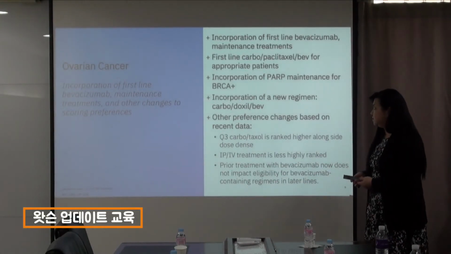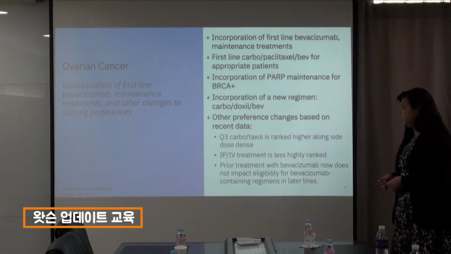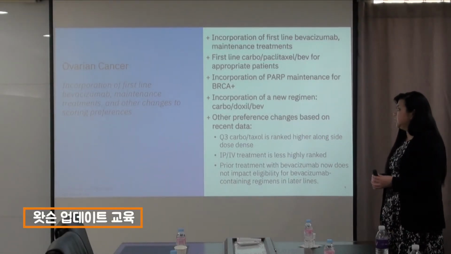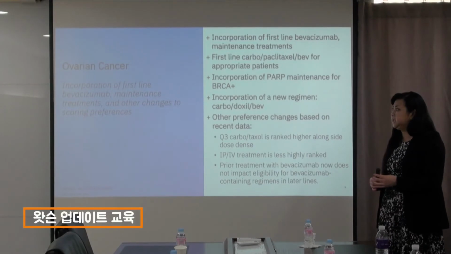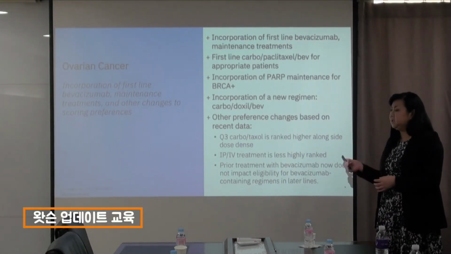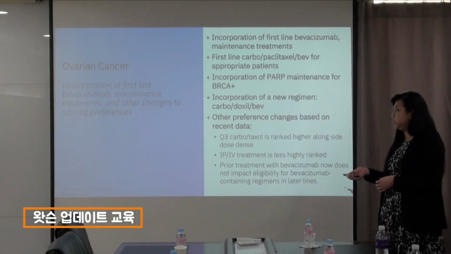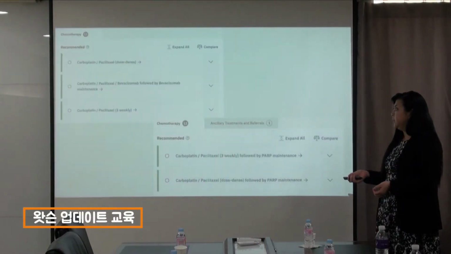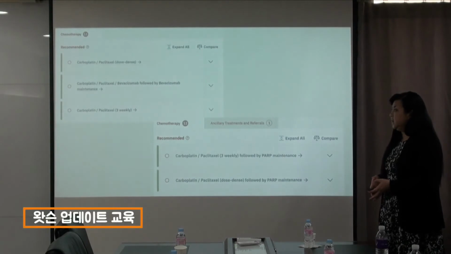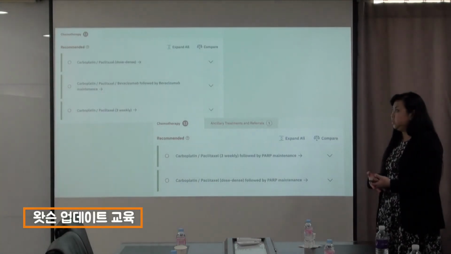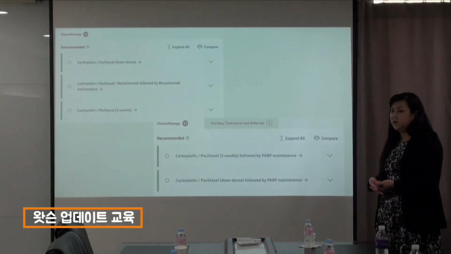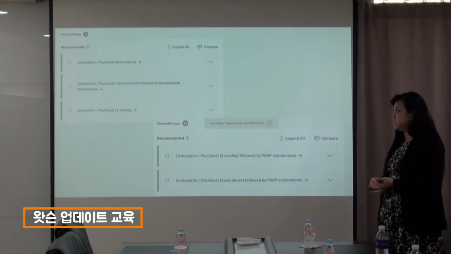So ovarian cancer also got a really big update. We were a little behind in ovarian cancer because we were not supporting maintenance bevacizumab and maintenance PARP inhibitors for patients with BRCA mutations. So all of that has now been caught up. Essentially, this is a case of a stage 3 ovarian cancer patient who had debulking surgery with some residual disease.